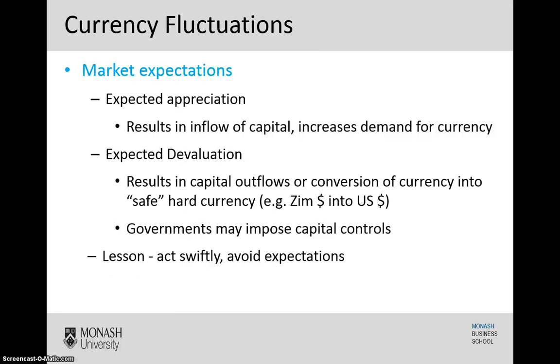Market expectations also play a significant role in the increase or decrease in the value of a particular currency. So it's not necessarily something that's actually happening, like an increase in interest rates or increasing inflation. Sometimes it's what people might expect will happen, which causes the value of a currency to fluctuate. So we can see expected appreciations in currencies. For whatever reason, people and businesses may anticipate that there will be an increase in the value of a certain currency. We spoke about that previously in the last video.